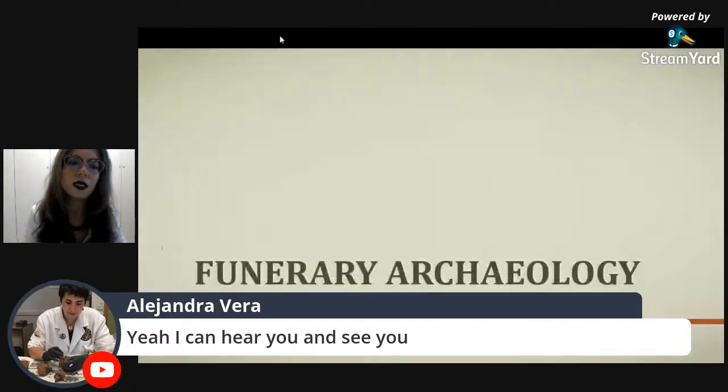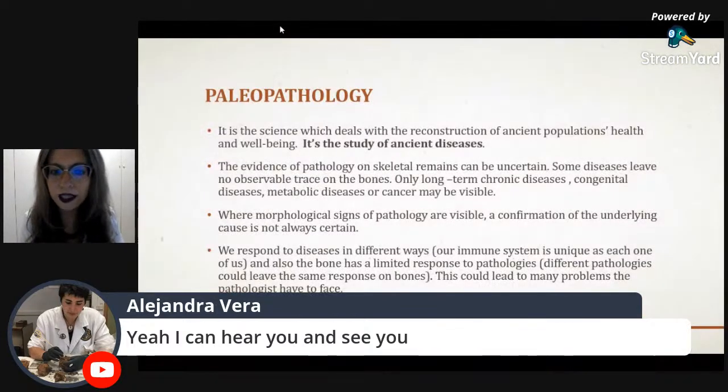So, lesson 9 is about pathology and the application of pathology to anthropological and archaeological remains, which is called paleopathology. What is pathology? It's the science which deals with the reconstruction of ancient population health and well-being. In simple words, it is the study of ancient diseases. The evidence of pathology on skeletal remains can be uncertain because some diseases leave no observable traces on the bones.